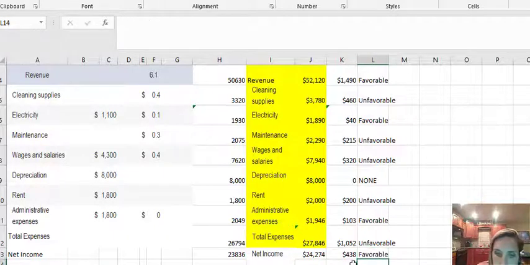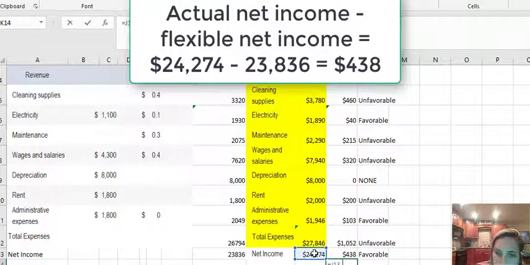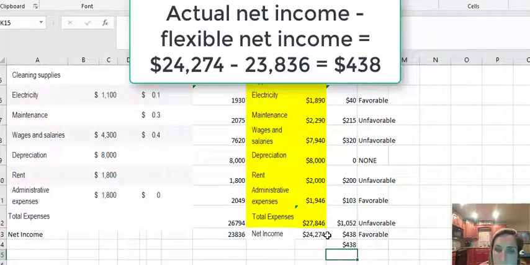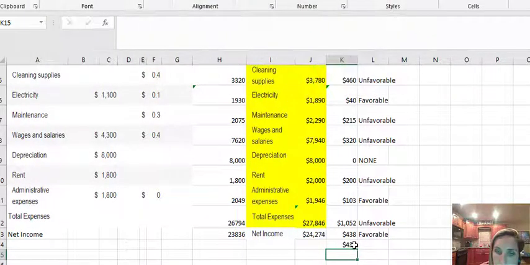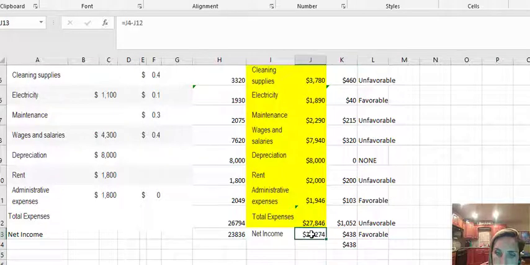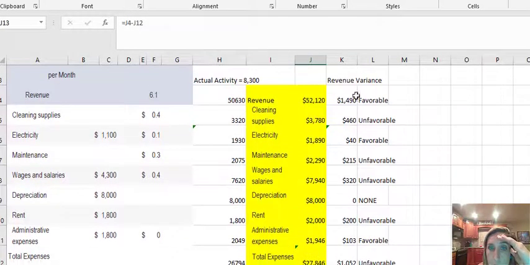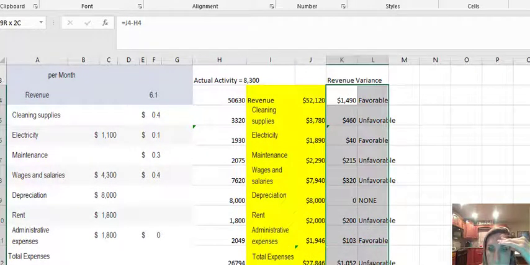Another way you can check this is the difference between the two net incomes. Here's what I actually generated. Here's what it says I should have. So if I was over on my budget there, $438 was because of this. Here's what I actually created in net income. Here's what it says on my flexible budget that I should have created in net income. I will then take all the numbers in this column and transfer them over to those red numbers in my homework.